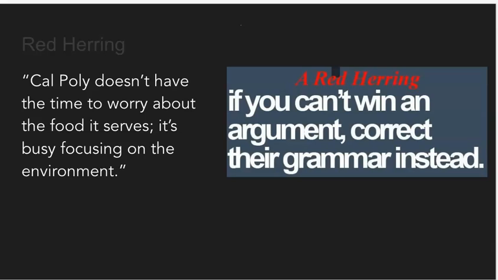A lot of times when students use this fallacy in tech writing, it's completely unintentional. It means that they had a problem with their organizational structure. For example, you might start a paragraph talking about one thing and then end by talking about another. That's why I always say to have only one main governing idea per paragraph. So here's an example of the red herring fallacy that I might see: "Cal Poly doesn't have time to worry about the food it serves. It's busy focusing on the environment." The environment all of a sudden takes over the sentence and causes the focus to be placed on that rather than talking about the food itself. So just be careful when you're outlining your paragraphs to make sure that you have only one main governing idea, and don't intentionally try to distract off of your topic.